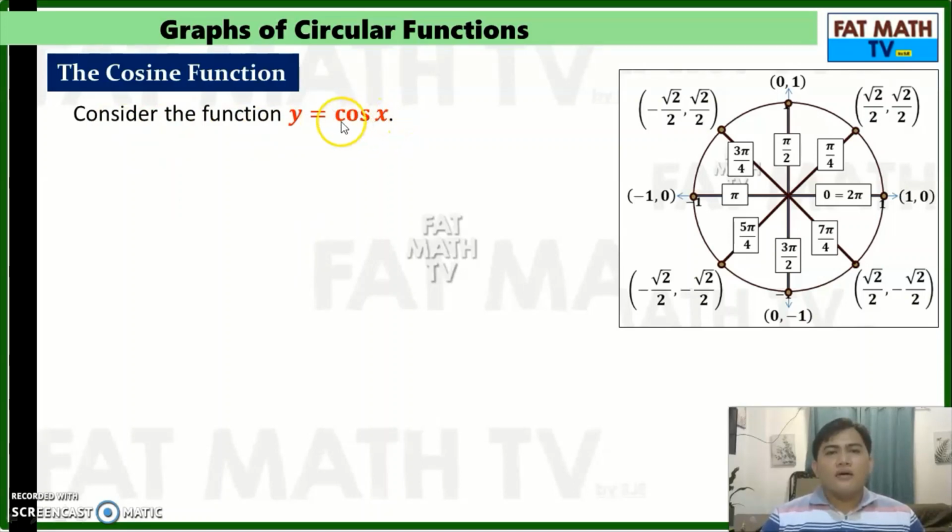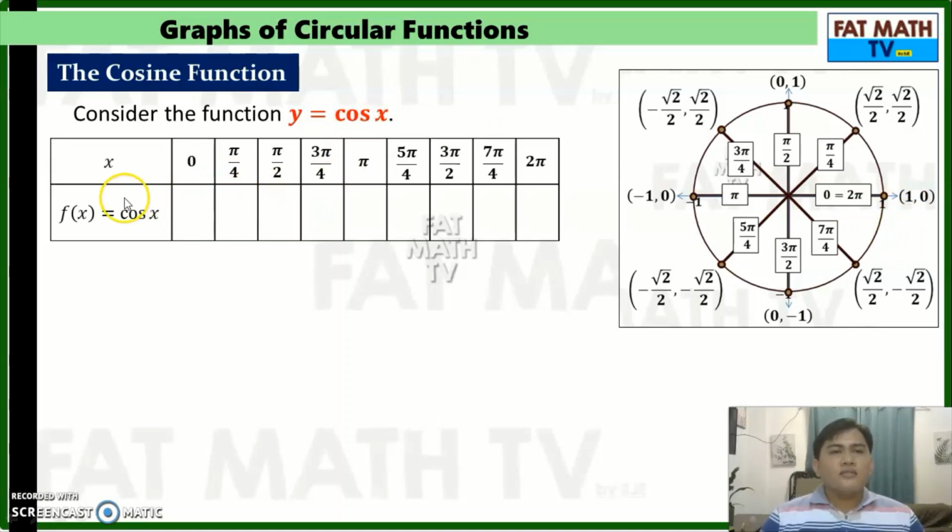So if you can recall, the cosine of an angle is the x coordinate of the terminal point on the unit circle. So we will use these values here on the unit circle, the x coordinate, since cosine of the angle is the x coordinate. For us to graph this function, we will give values of x. For convenience, we'll have these multiples of pi over 4, and we only have values from 0 to 2 pi.